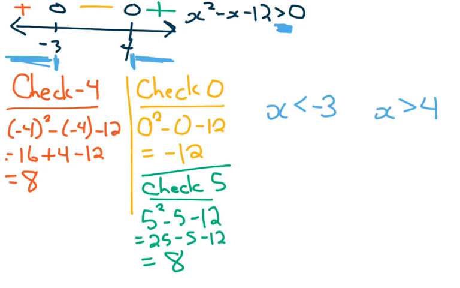Now, the mathematical symbol to show that it could be either one of these that work as solutions is this symbol. It looks like a U. It's the mathematical symbol for the word or, this or that. And there we go.